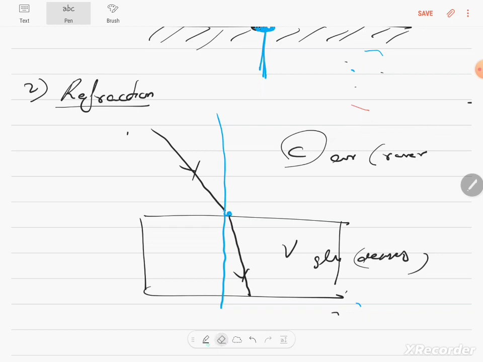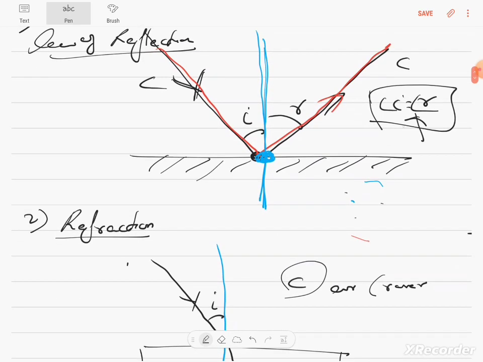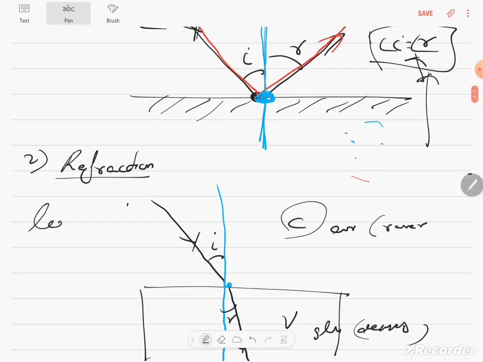This phenomenon by which the light travels from one medium into another medium is called refraction. So what is the angle of incidence? It is the angle the incident ray makes with the normal. What is the angle of refraction? The angle the refracted ray makes with the normal. So you understand? In reflection, the first law is i equals r. The second law is that the incident ray, reflected ray, and the normal at the point of incidence all lie in the same plane. This is the laws of refraction.